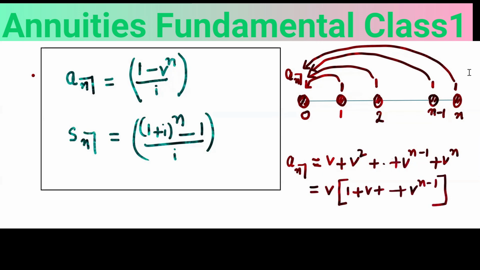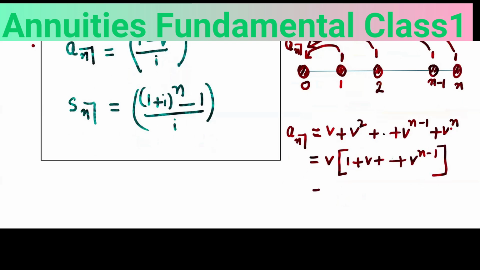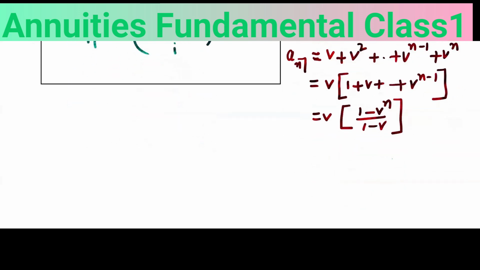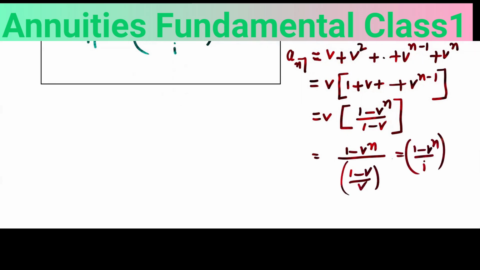Now, if you want to add everything, this is the formula. You need to remember that it will be 1 minus v power n divided by 1 minus v. And then this will be 1 minus v power n divided by 1 minus v divided by v. That is i. You can check it. So 1 minus v power n divided by i. This you need to remember once. This is a very simple derivation.